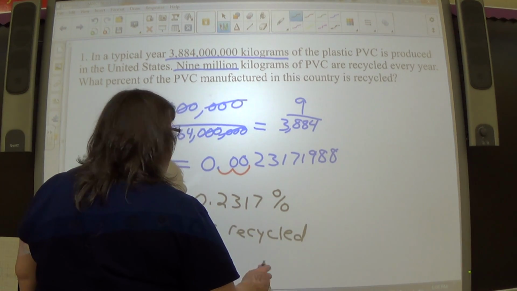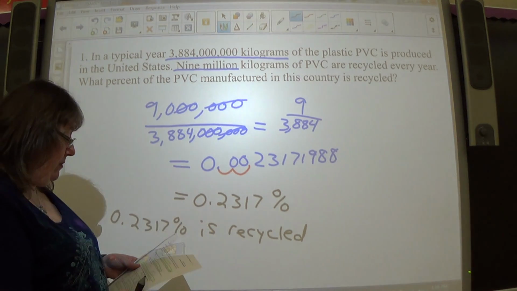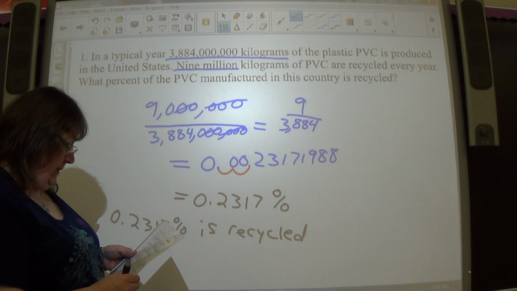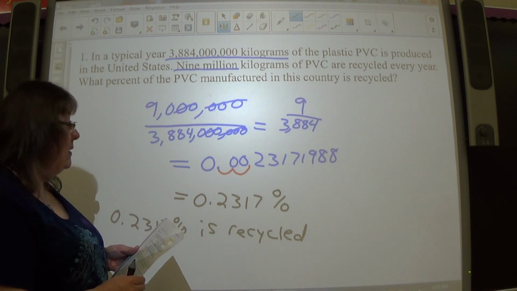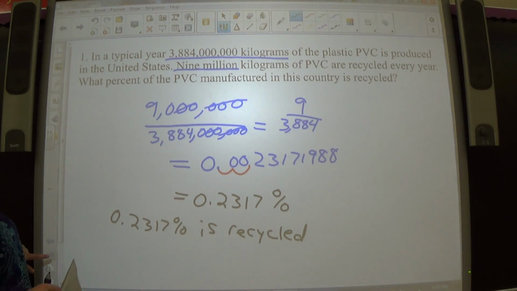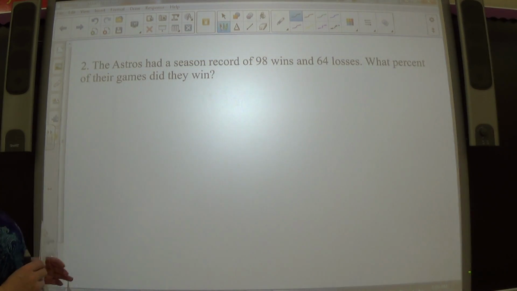All right? All right, so there we go. That is number 1 on the other side of the page, okay?